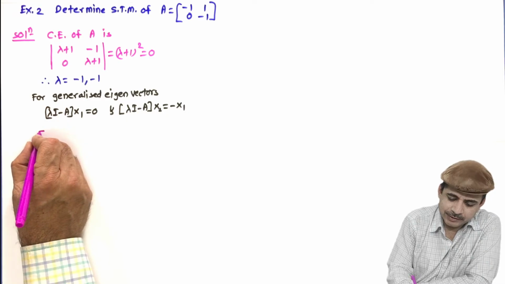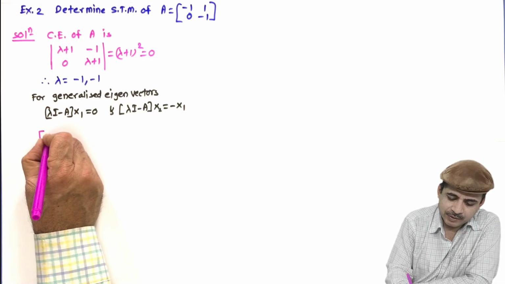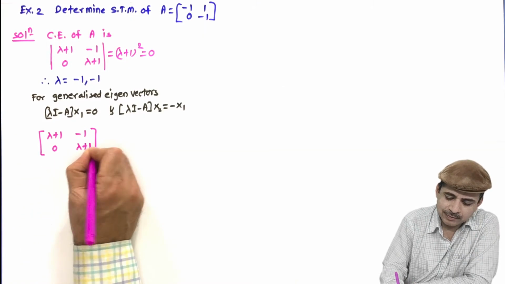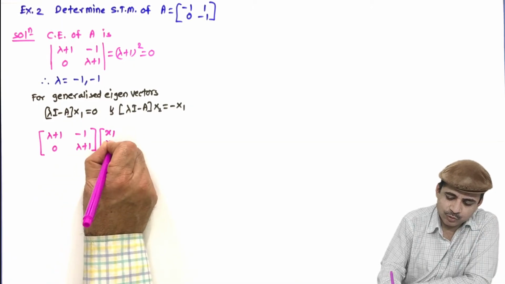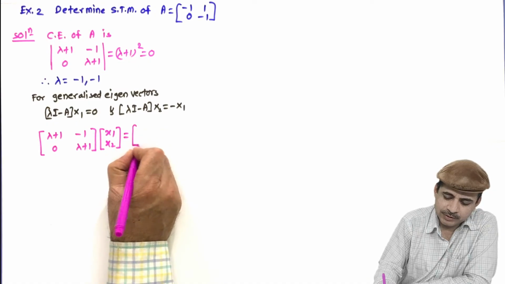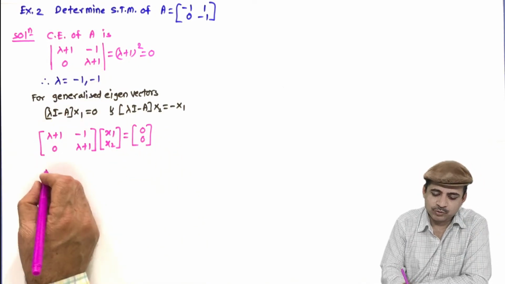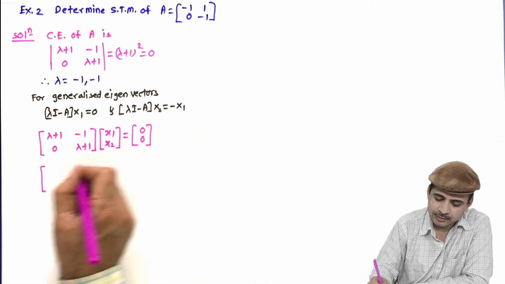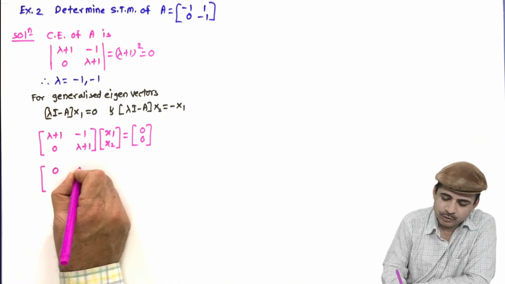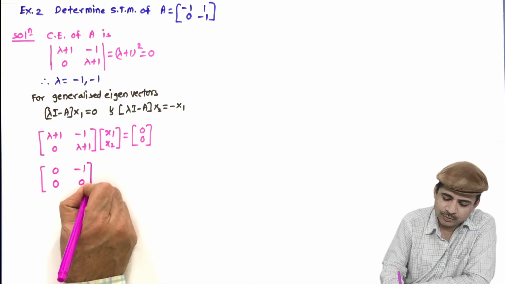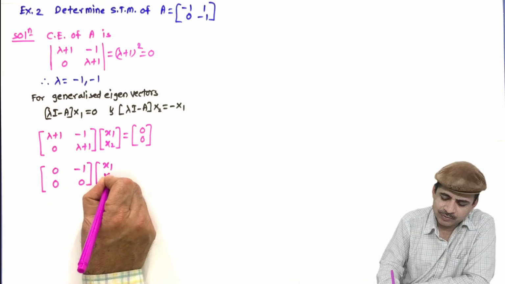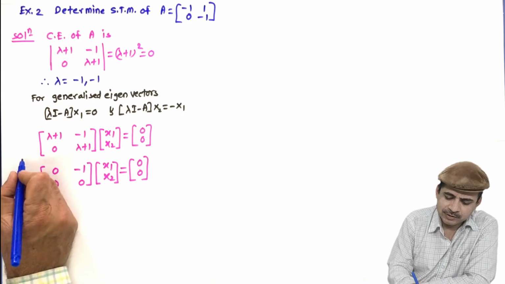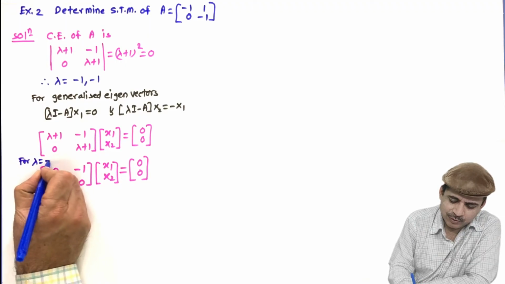So what we have is λI minus A, which is the matrix [λ+1, -1; 0, λ+1], multiplied by [x1; x2], and that is equal to [0; 0], and we have λ equal to minus 1. So this will be [0, -1; 0, 0]. So you are getting some sort of non-trivial solution or multiple solutions. So here I will write for λ equal to minus 1.